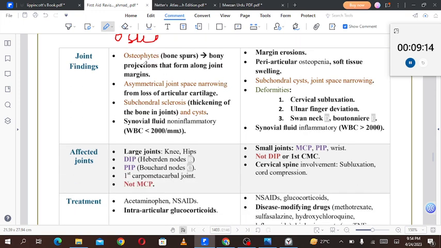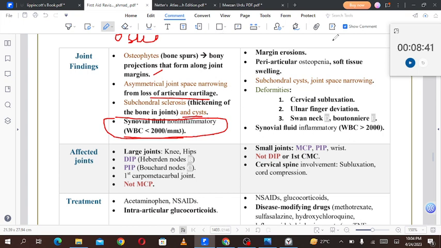osteophytes or bone spurs, bony projections that form along the joint margins, asymmetrical joint space narrowing from loss of articular cartilage. Then we have subchondral sclerosis, thickening of the bone in joints, and cysts. The synovial fluid is non-inflammatory, WBC will be less than 2000. Normally WBCs are present in the synovial fluid, and in the case of osteoarthritis, although the name suggests an inflammation, the synovial fluid will be non-inflammatory. WBCs will be less than 2000 per cubic millimeter.